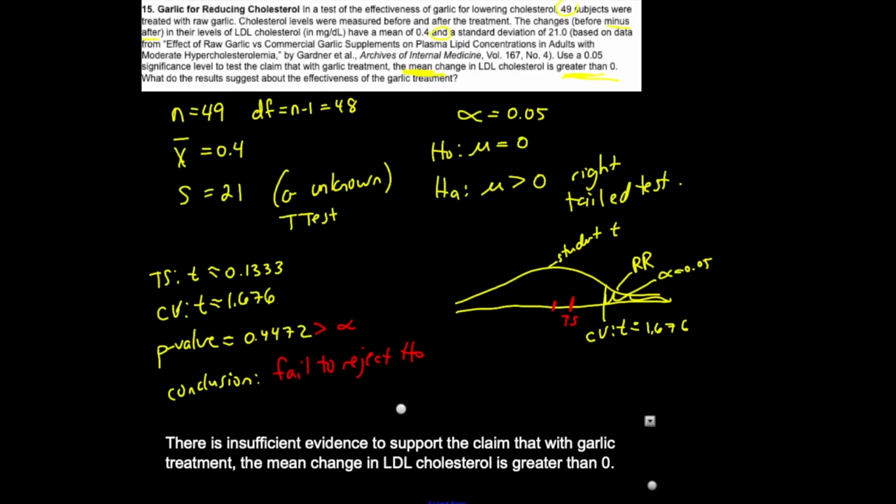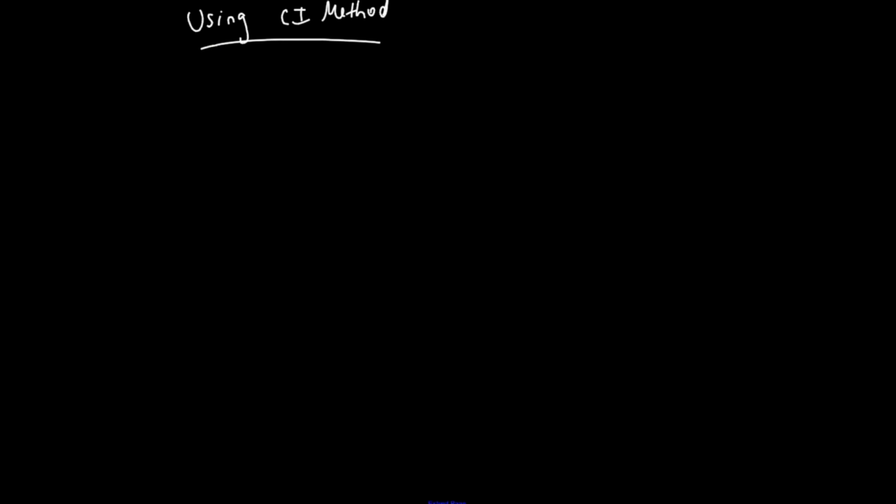So I'm going to use this example, right, where we just did this. We have all the information we need. But now I'm going to find the confidence interval and use that method to come to a conclusion which should match the other two methods. Now I have to determine what kind of confidence level, right? What is the confidence level?